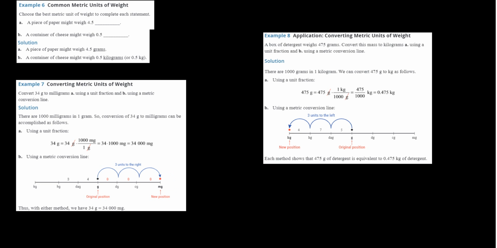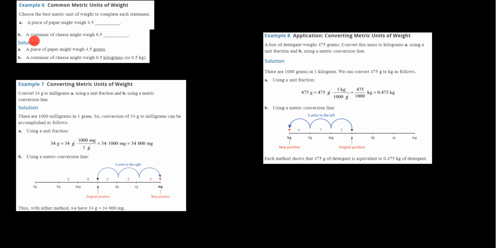Alrighty, so let's finish up this section really quick. So example 6, common metric units of weight. So a piece of paper might weigh 4.5 what? Well, we're talking about a piece of paper here, and now that I think about it, it might not be the most obvious answer, only because many people don't really know how much a gram weighs. Well, gram is used as a weight filter for paper, at least for resume paper and stuff. So we say a piece of paper might weigh 4.5 grams.